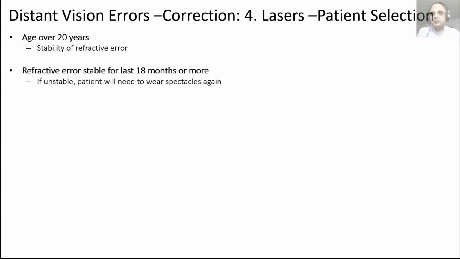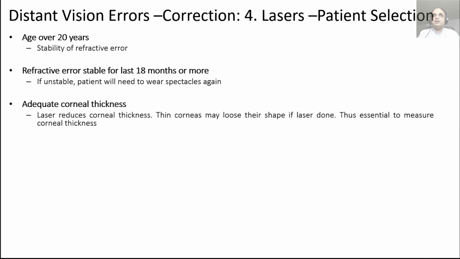Refractive error has to be stable for 18 months or more. Again, the same reason I just described. The cornea must have adequate thickness. If you want to reshape the cornea, it must be thick enough to tolerate the effect of the laser. If the cornea is too thin and you do laser, the cornea might lose its shape, so you might end up in a worse situation than you actually began with. The refractive error has to be in the range of the procedure that you have selected.